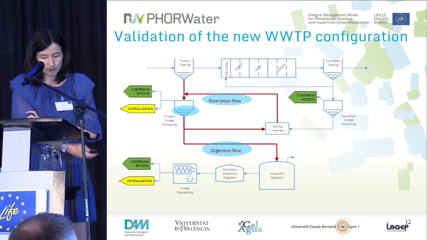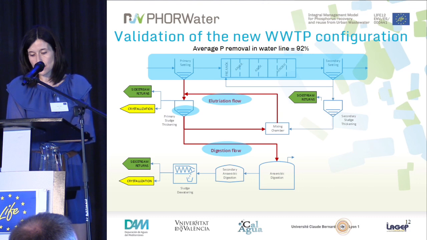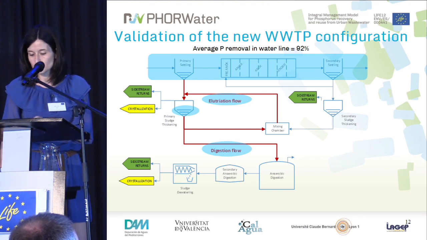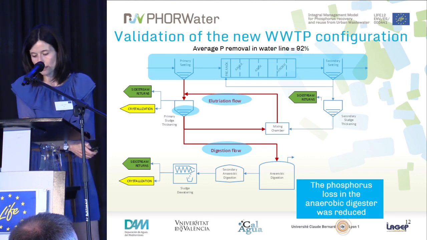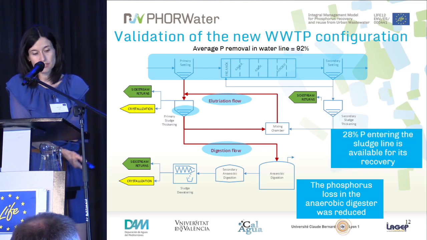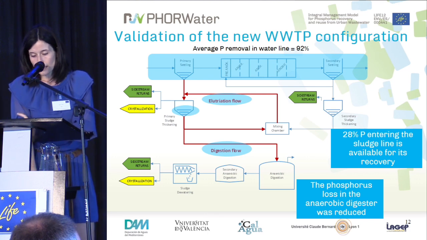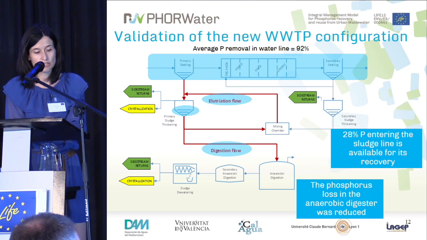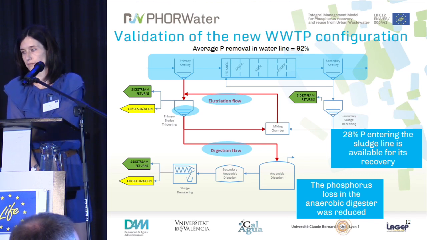As a result of this configuration, the average phosphorus removal in the water line was improved from 80% to 92%. And the phosphorus loss in the anaerobic digestion, of course, was reduced because we were removing it before. And what we found is that we could double the amount of phosphorus entering the sludge line, so we could double the amount of phosphorus available for its recovery.